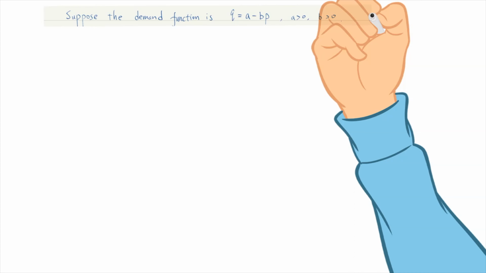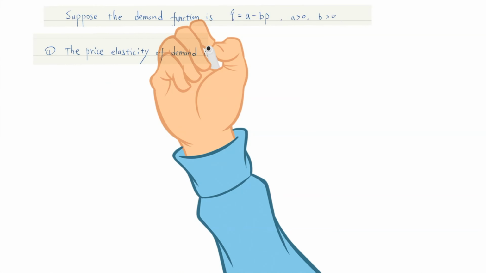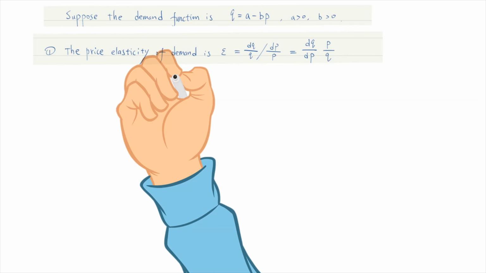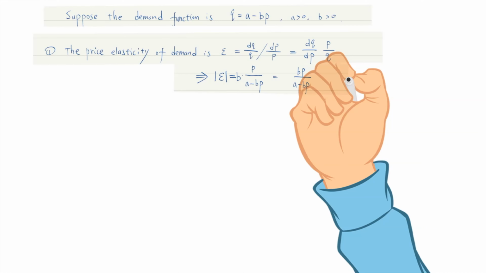Suppose the demand function is linear. Q equals A minus B times price. A and B are both positive. The price elasticity of demand is the percentage change in quantity demanded divided by the percentage change in price. Its absolute value equals B times P divided by A minus B times P.